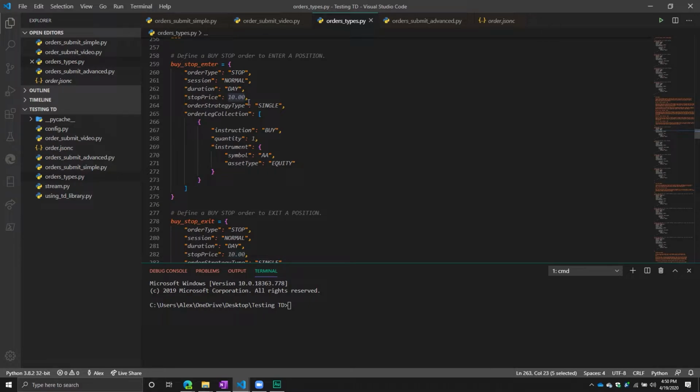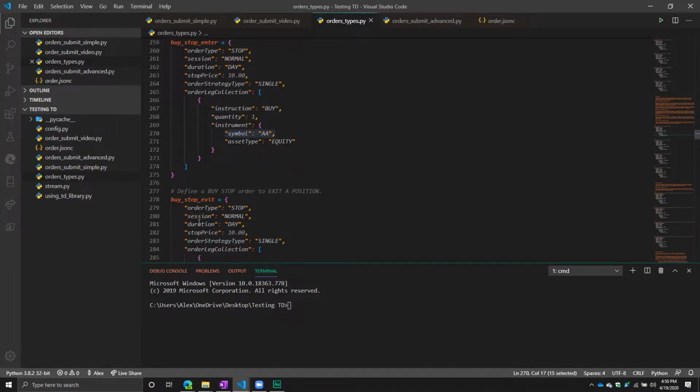So at $10, I'm going to buy 1 share of Alcoa because maybe it's on a trend up and I'm thinking it's going to do super well.